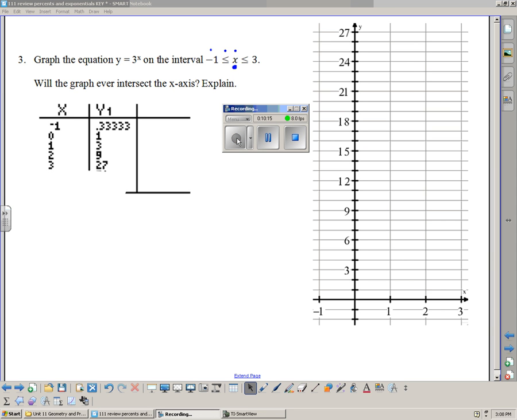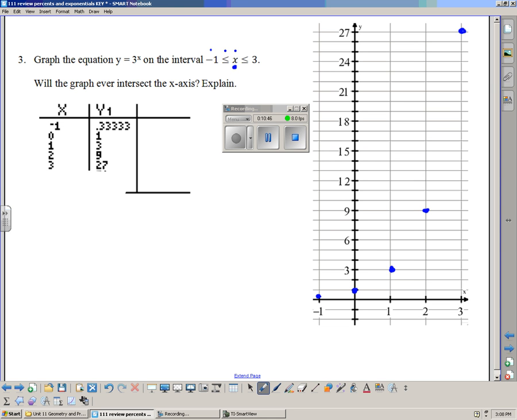So this is the table I'd want to copy down, and now I want to do the best I can to plot the points. I'm going to plot the bigger points first. So I'll plot 0, 1, which is right here. 1, 3, which is right here. 2, 9, which is right here. And 3, 27, which is all the way up there. And we didn't plot -1 yet. -1 is 0.33333, which is actually 1/3, but it's very tiny, close to the x-axis.